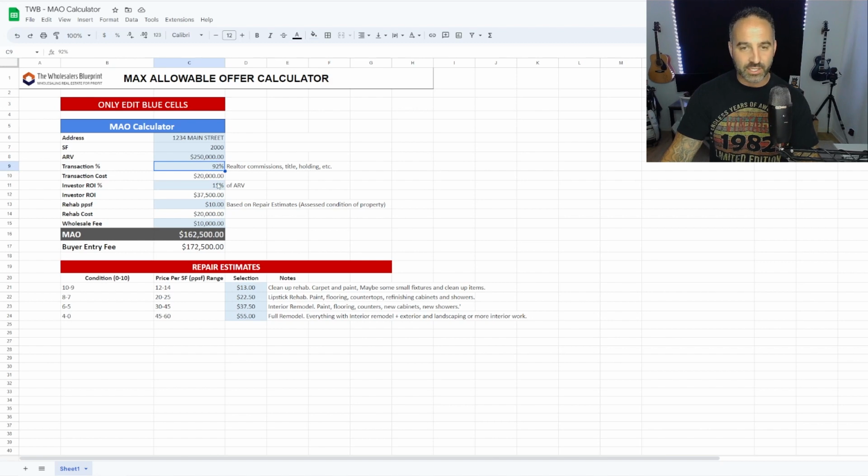Okay, so just leave it at the 92, and that's going to give you the actual number, the transaction cost of the sale. Okay, so it's going to be $250,000, but they're going to have to pay $20,000 in closing costs and commissions and stuff.